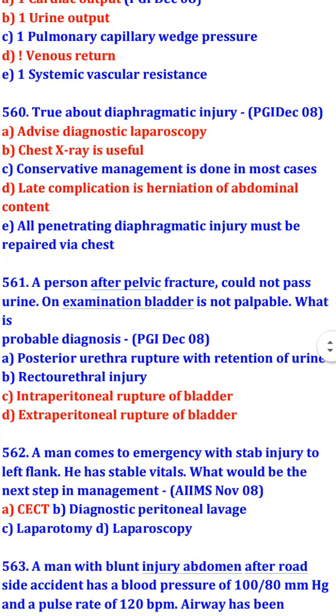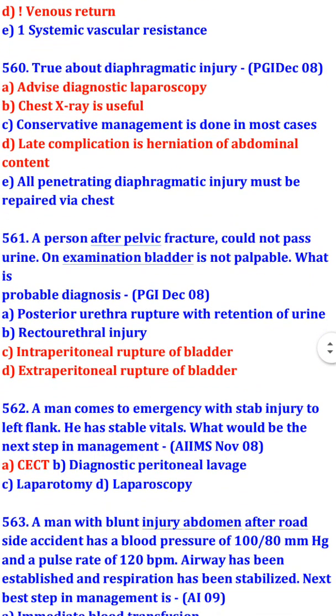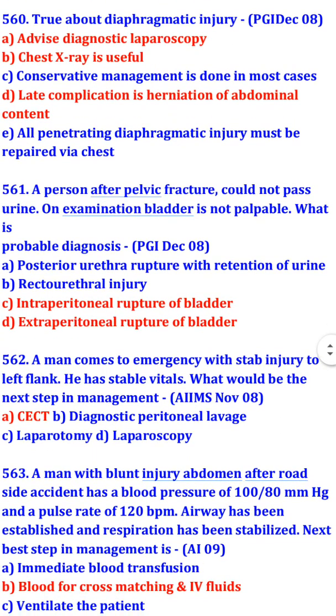A person after pelvic fracture could not pass urine. On examination, bladder is not palpable. What is probable diagnosis? The probable diagnoses are intraperitoneal rupture of bladder or extraperitoneal rupture of bladder.